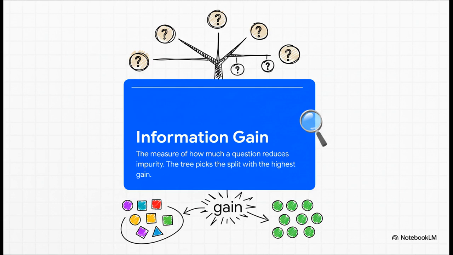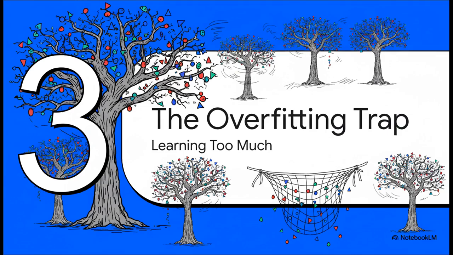The question that reduces the most confusion, the one with the highest information gain, wins, and that becomes the next node in our tree. But this obsession with purity, with getting everything perfectly sorted, can lead to a really big problem. A tree can get so good at its job that it starts to memorize the noise instead of the signal, and this leads it straight into the overfitting trap.